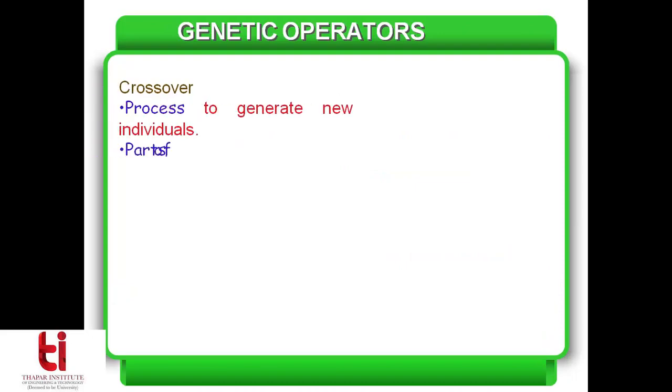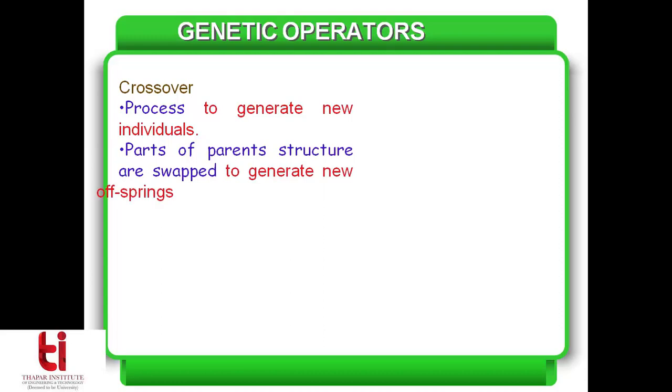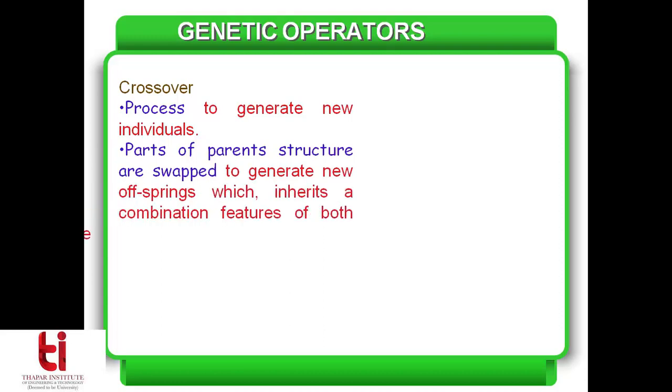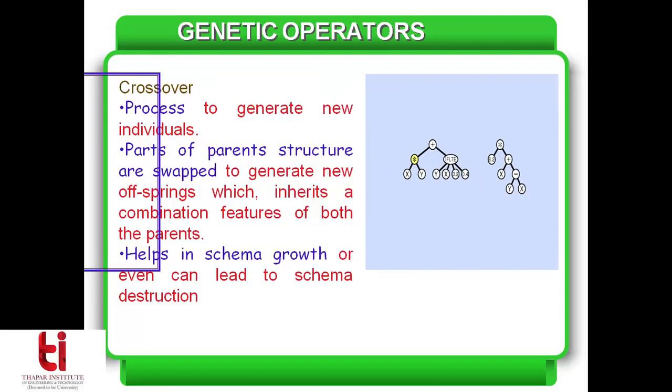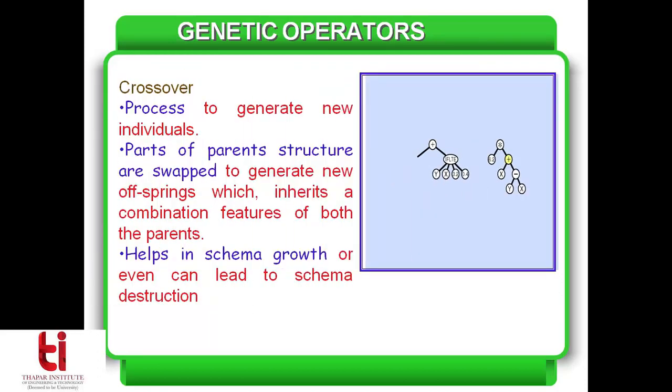First, just briefly try to recollect what crossover is. Crossover is nothing but a process to generate new individuals in which any two parents are selected and the parts of the parent structure or the selected solutions are swapped to form the new solutions or the new chromosome structures, such that some features from both the selected parents are inherited in the new offsprings which are generated. In this we should be very clear.